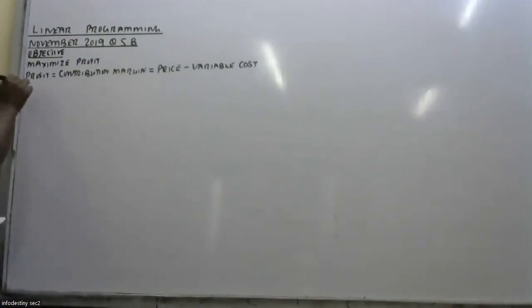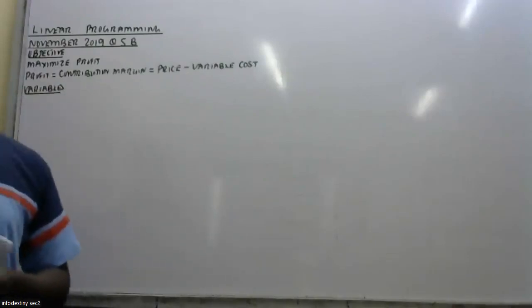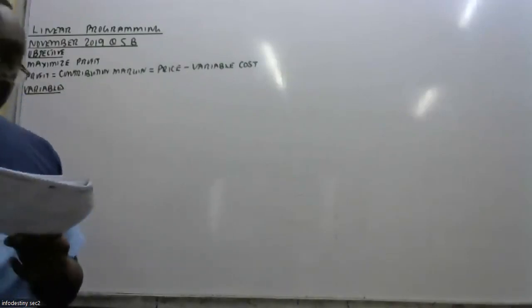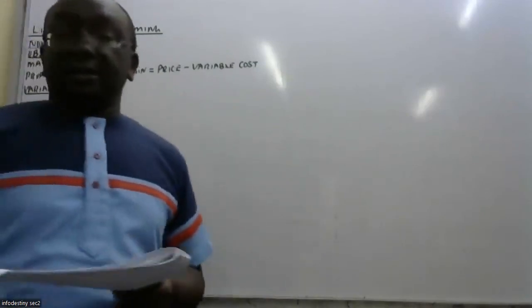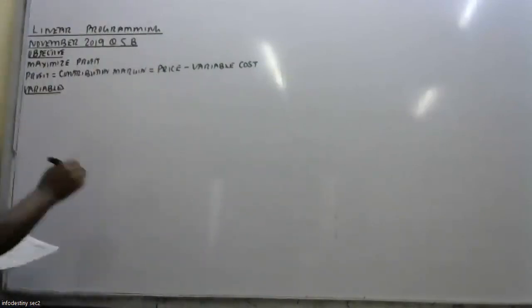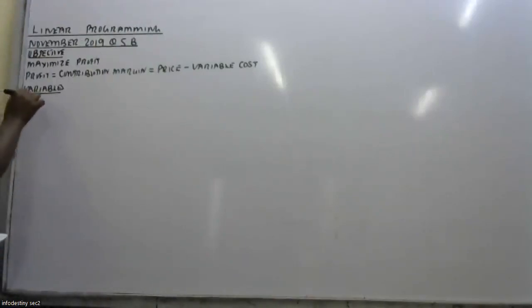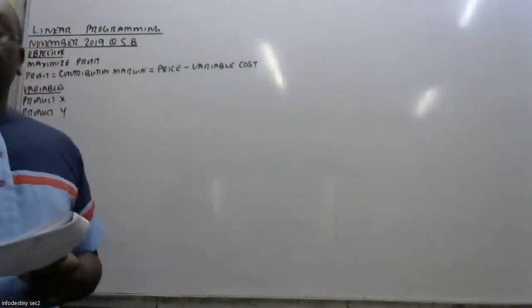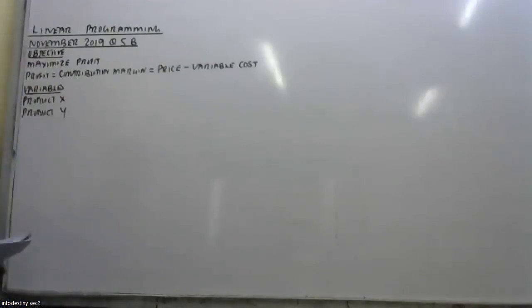Then we have the variables. So the variables, we have said they are the products. So as you can see here, we have two products. We have product X and product Y.